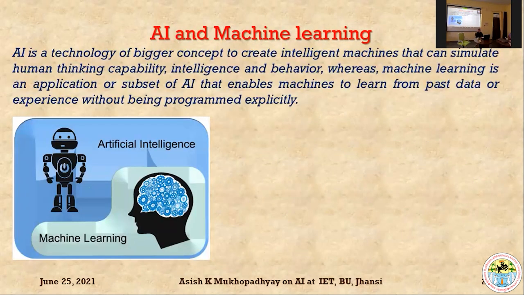So AI technology, as I mentioned, the difference between these two I have said earlier, still I'm repeating that. Human thinking capability, influence and behavior is AI, whereas machine learning is the application of a subset of AI that enables machines to learn from past data and experience without being programmed. The programmer has no role to program for machine learning. The machine itself does the programming job.